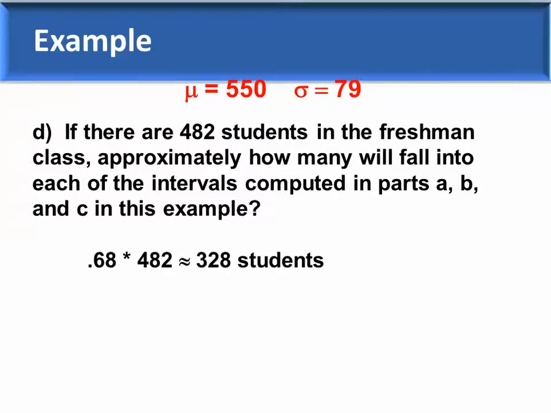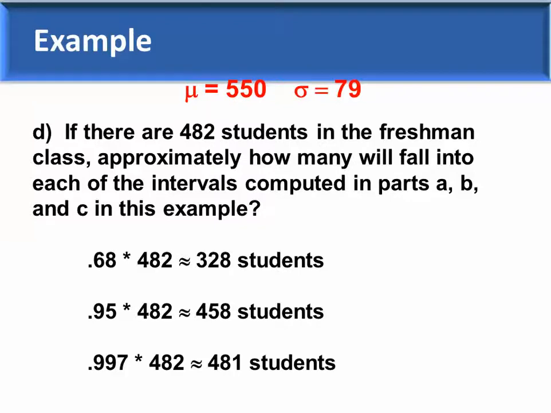So we're going to calculate that. 0.68 times 482 is 328. And we'll do the same thing for the 95% and the 99.7%. And you'll see that for 99.7%, 481 students, still is not all of the students. We had a total of 482.